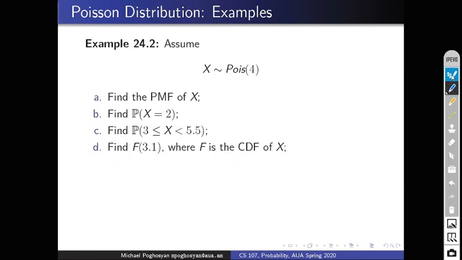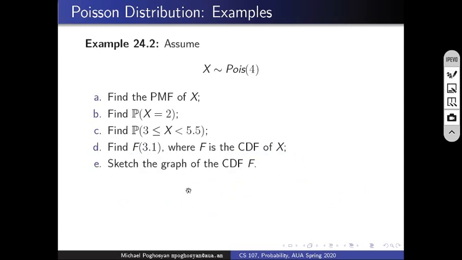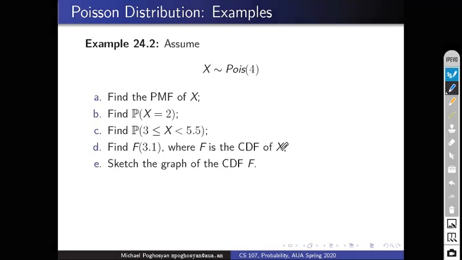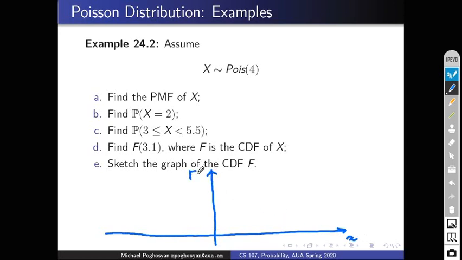Okay, so let's move forward. Sketch the graph of the CDF F of that random variable x. So the CDF will look like this. Later I will do that graph by using R. This is x, this is our CDF F. So we will have something like this.